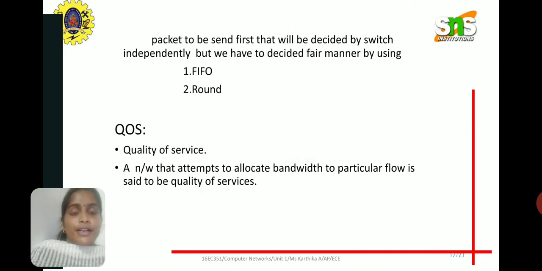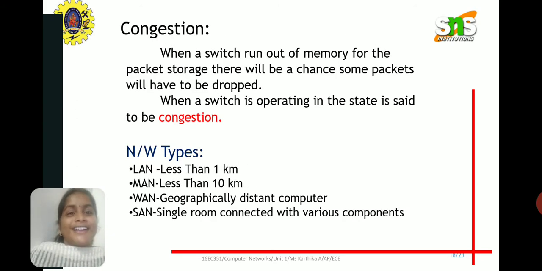Next one is quality of service. A network that attempts to allocate bandwidth to a particular flow is said to be quality of service. Congestion. Normally we use the term congestion. First, what is congestion in a network? When a switch runs out of memory for packet storage, there is a chance some packets will have to be dropped. When a switch is operating in this state, it is said to be congested.